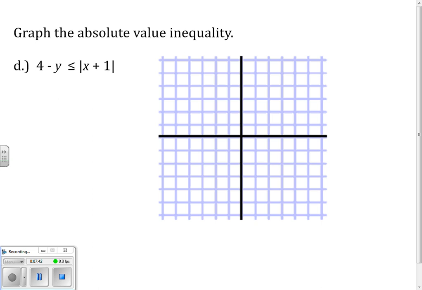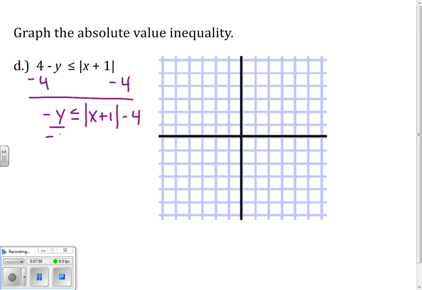Letter D is not solved for y, so I'm going to do that first. First step is to subtract 4 from both sides. I'm left with negative y is less than or equal to. Be careful with the right-hand side. You can't subtract the y from the absolute value. That's a no-touching zone inside.